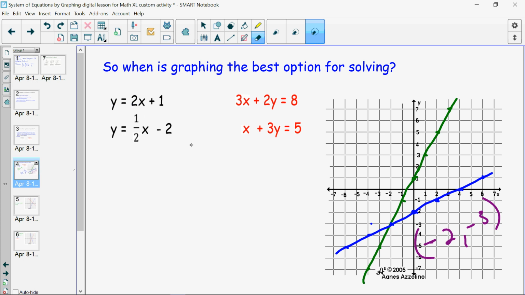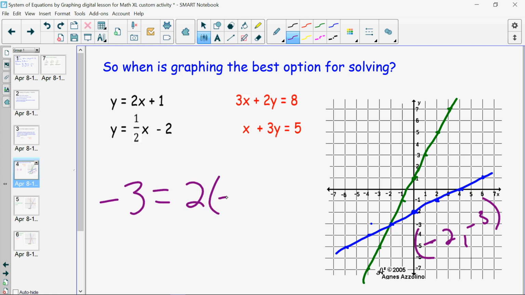So if that's the solution, then -2, -3 should work for both equations. So let's try it out. So y is -3, so I'm doing the top equation. That would equal 2 times -2, because I'm just plugging in -2 for x now, because my -2 stands for my x coordinate, my -3 stands for my y coordinate. And then I just add the 1. Nothing, the 1 doesn't go away, so that 1 right there, I just add at the end right there.